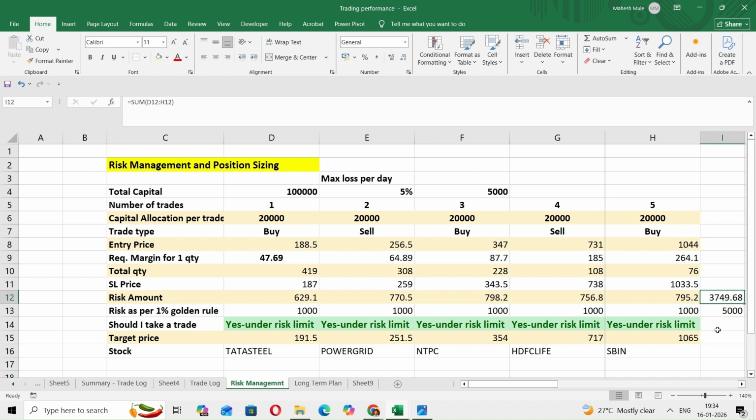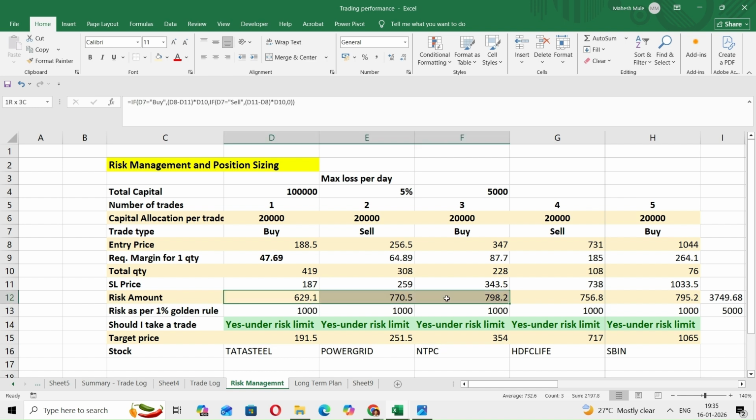This is the most critical and most important point, because most of the traders were asking me, after hitting two successive SLs or three successive SLs, I got panic if I can take a trade or not. Suppose here take an example of Tata Steel, Power Grid and NTPC. Suppose these three trades are active, and those stop losses have got hit. So I am already in a loss of around 2197 rupees, right? 2200 rupees, for example.